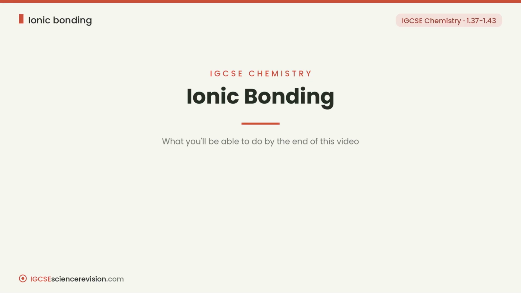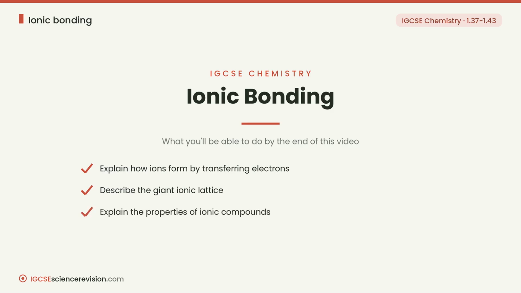In this video, we'll look at ionic bonding, part of your IGCSE Chemistry course. By the end, you'll be able to do three things. First, explain how ions form by transferring electrons. Second, describe the giant ionic lattice. And third, explain the properties of ionic compounds.